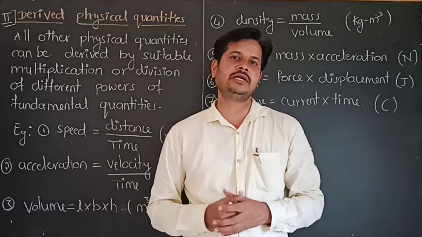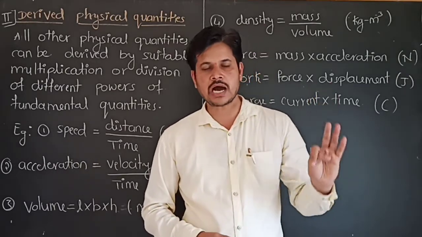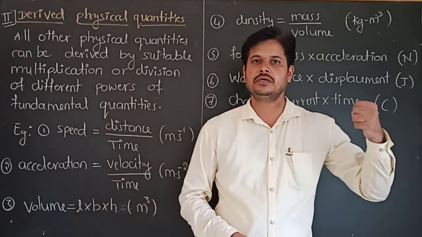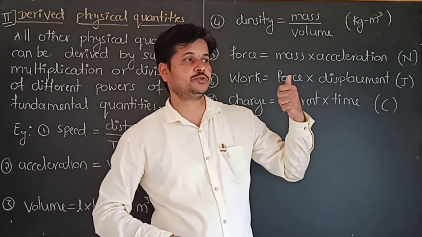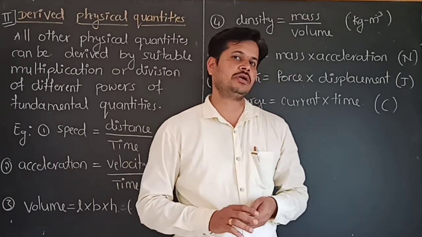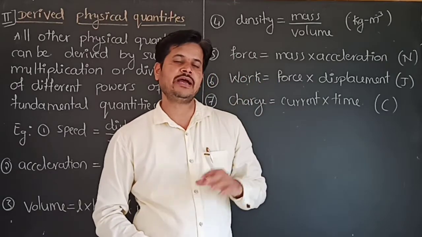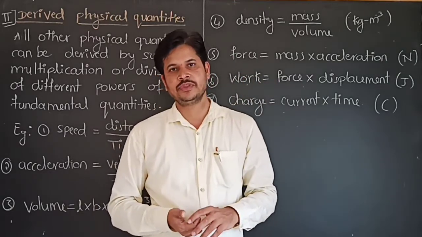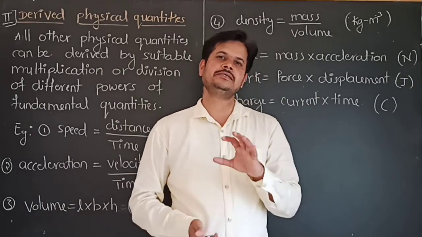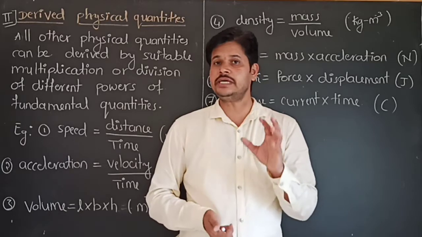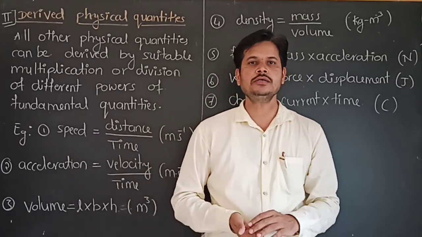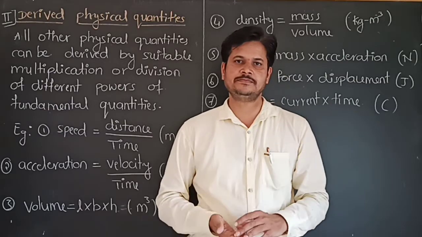There are 7 fundamental quantities: length, mass, time, temperature, amount of substance, electric current, and the last one is luminous intensity. All these are the 7 fundamental quantities. Apart from these, we have studied supplementary quantities. The first one is plane angle, the second one is solid angle. And the units which are used to measure these fundamental quantities are called fundamental units.